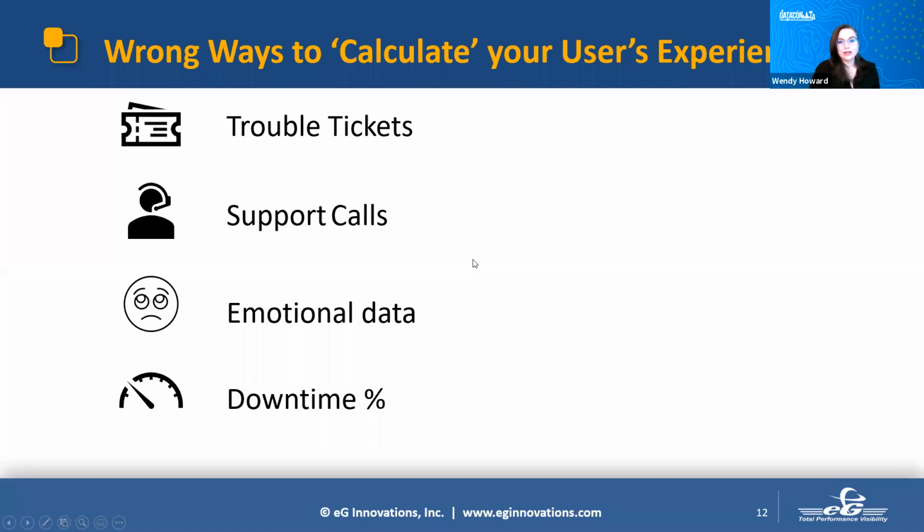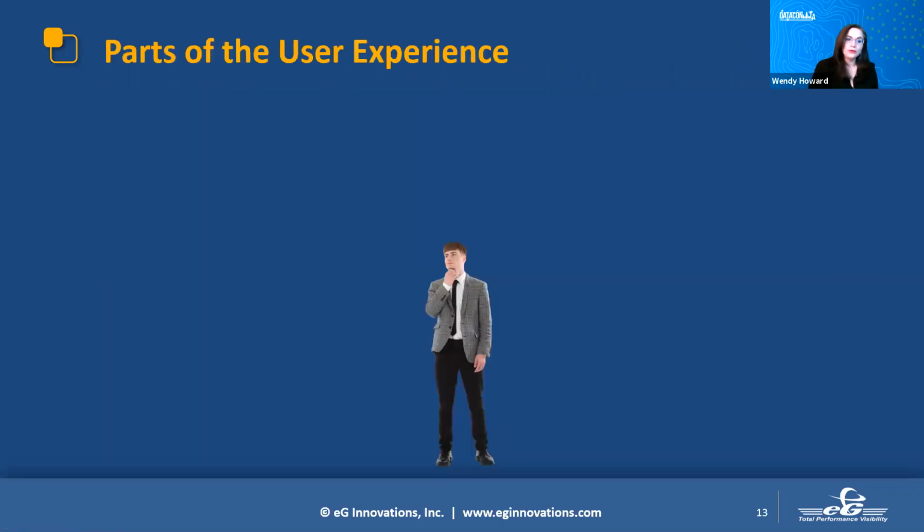And then downtime percentage. Downtime percentage of your systems is not a direct correlation to how happy your users are. It's a separate metric and needs to be treated separately for sure. All right. So now let's take a look at different parts of the user experience.